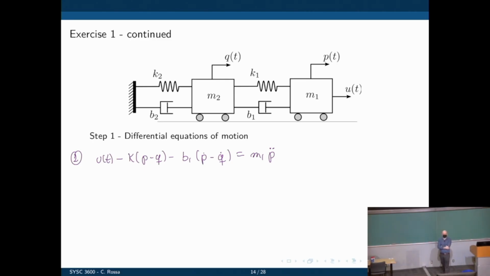Does that one make sense? Sum of all forces equals M1 P double dot. Force u is going to the right, so that's positive. The damper and the spring K1 and B1 apply a force resisting motion that goes to the left, hence the negative sign. Are we good here?